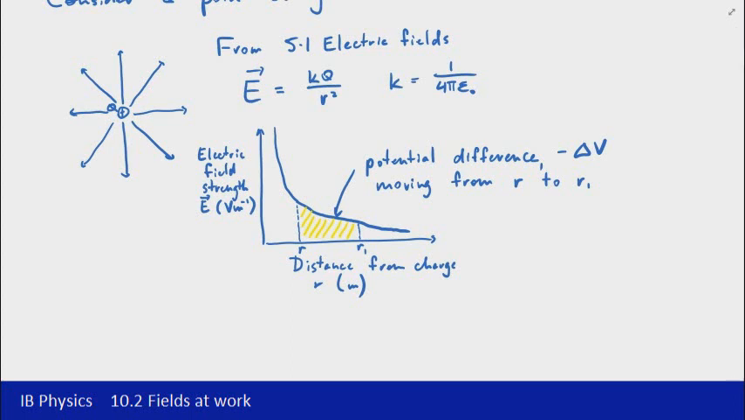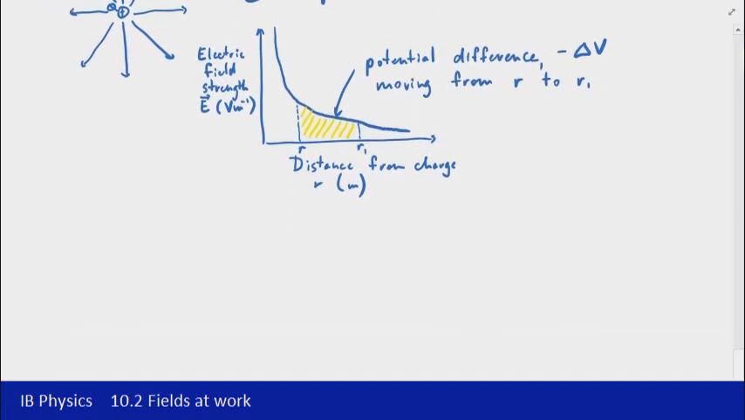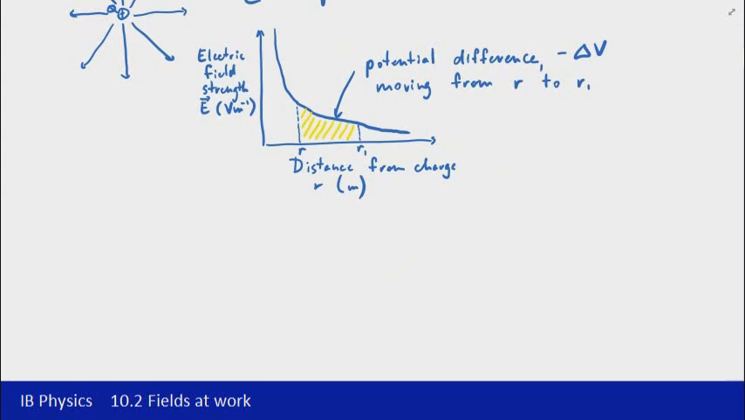So that would be the potential difference moving from R to R1, but we don't always want to know what the potential difference is. Sometimes we want to know what the actual potential is at a point. So in other words, instead of looking at the area between R and R1, we might actually want to look at the area from R all the way up to infinity. So the red area there, if we find that area, that will give the electric potential at a distance R.